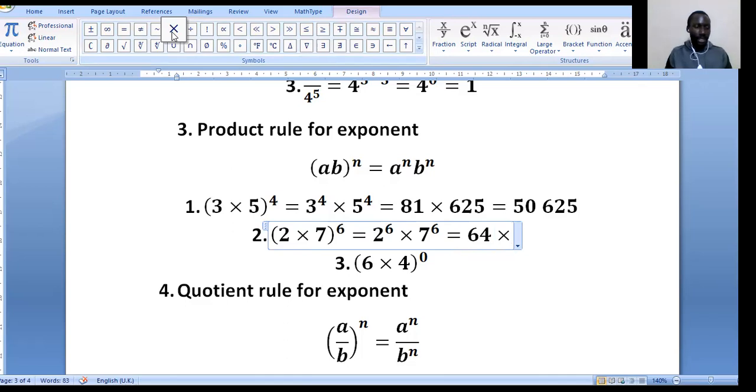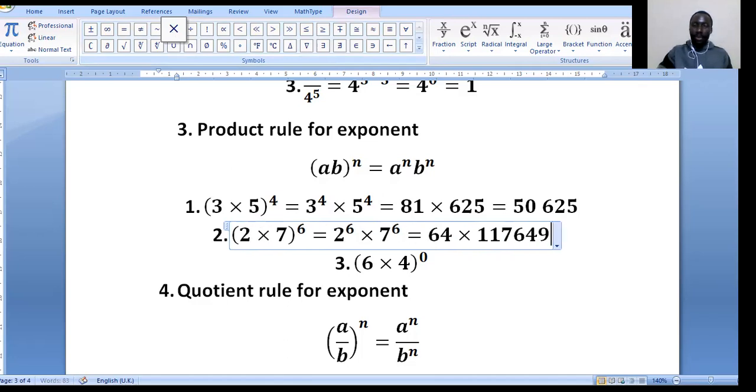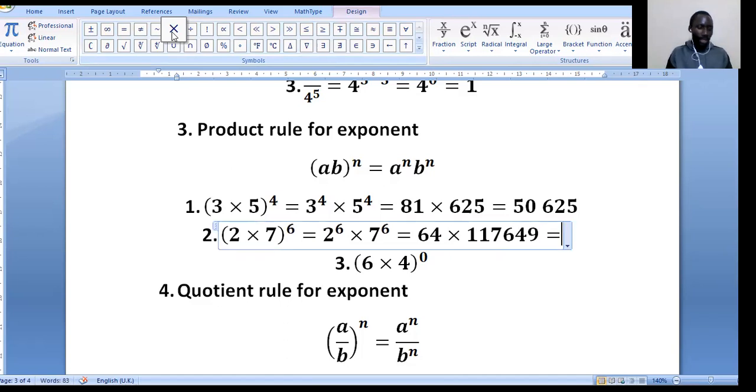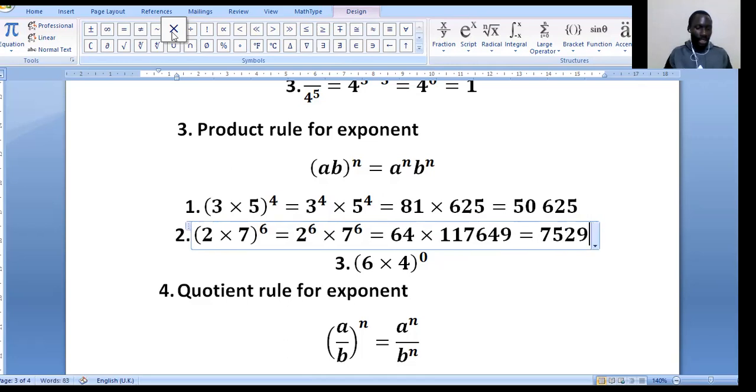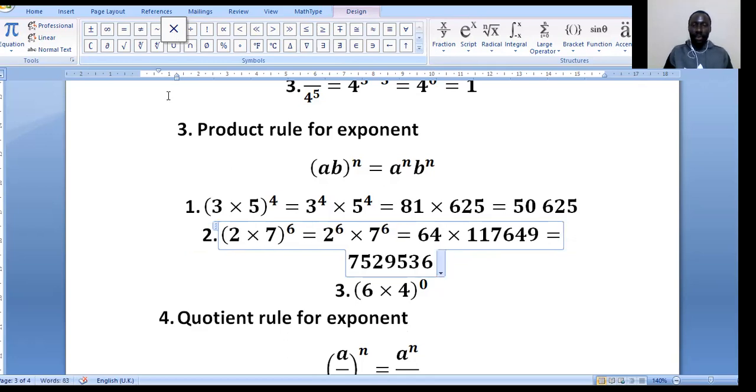7 exponent 6 is giving me, well, 117,649. So when we multiply these two, that is, when we multiply 64 times 117,649, we get 7,529,536. That's what we get.